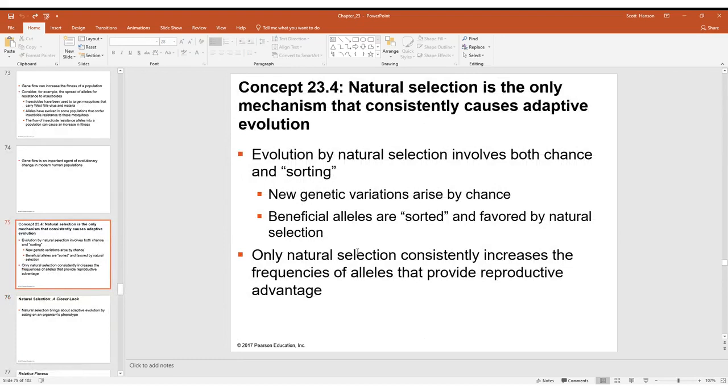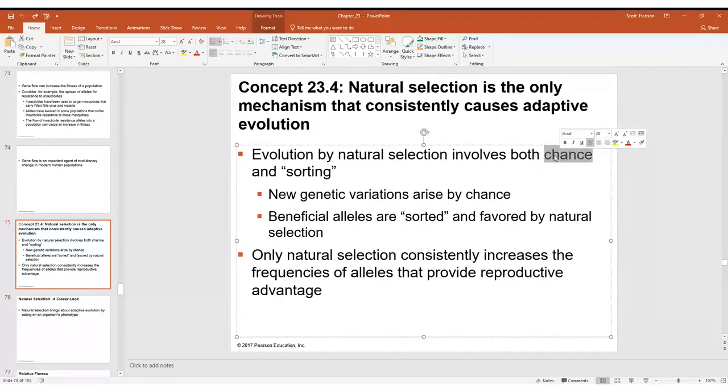And so evolution by natural selection involves both chance and the sorting of alleles. New genetic variations can arise by chance, but beneficial alleles are then sorted and favored by natural selection. And only natural selection consistently increases the frequencies of alleles that provide greater fitness or greater reproductive advantage.